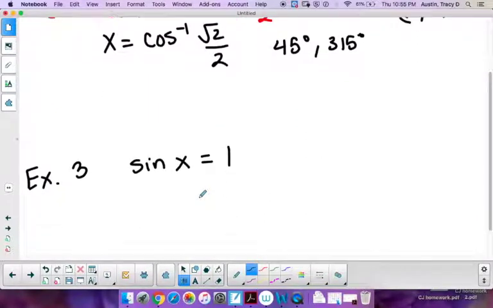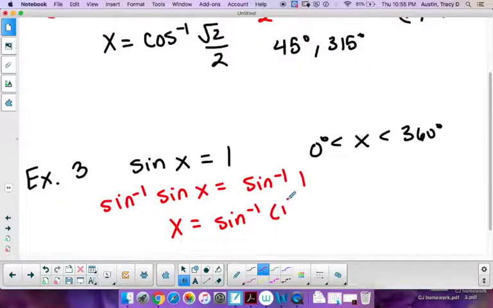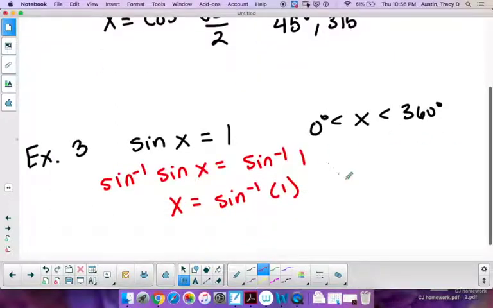Again, you should be using your unit circle to figure this out. We're going to again ask for this in degrees, and again, show the work. You are doing the inverse sine on both sides. So x is equal to the sine inverse of 1. Where on the unit circle does sine, which is your y value, equal 1 in degrees? At 90. And that's the only answer to that one.